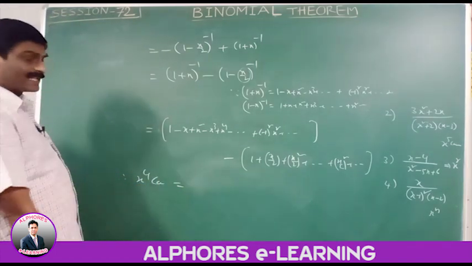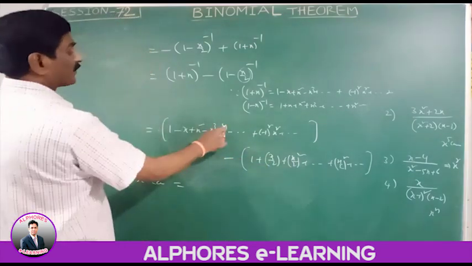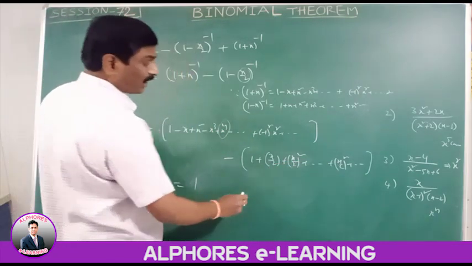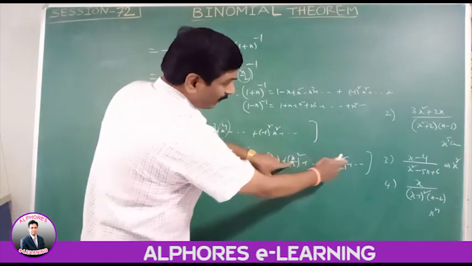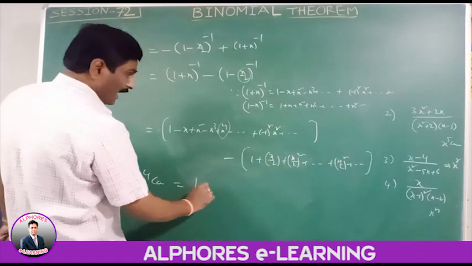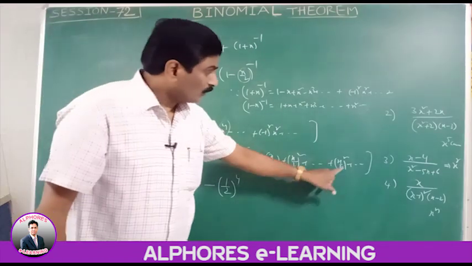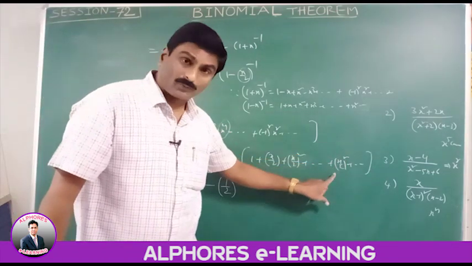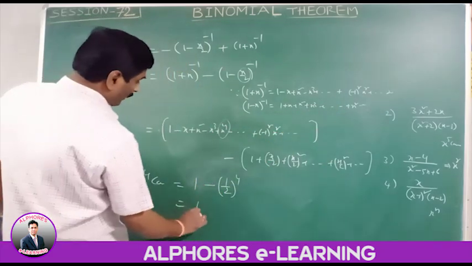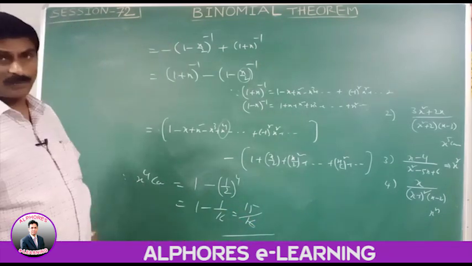The x power 4 coefficient is nothing but the coefficient of x power 4 in this value minus that in this value. What is the coefficient of x power r in this case? 1. For getting x power r, we take r equal to 4, (x by 2) whole power 4, that means minus (1 by 2) whole power 4. Please observe this value: (x by 2) whole power 4 means 1 by 2 power 4 into x power 4. The coefficient of x power 4 is nothing but 1 minus 1 by 2 power 4, that is equal to 1 minus 1 by 16, that is equal to 15 by 16. It is the coefficient of x power 4.